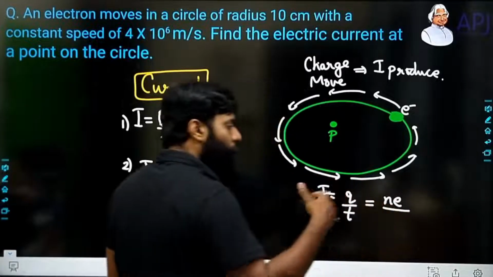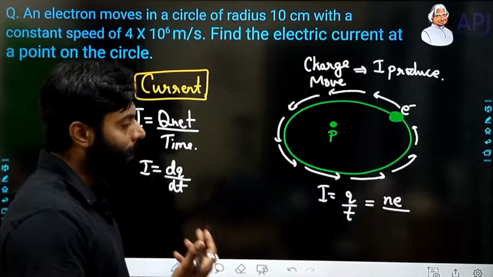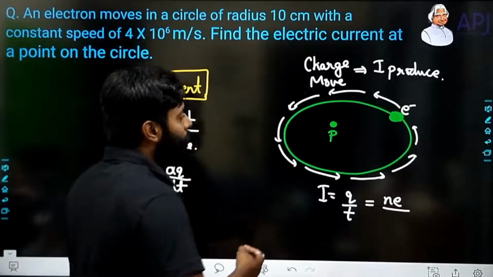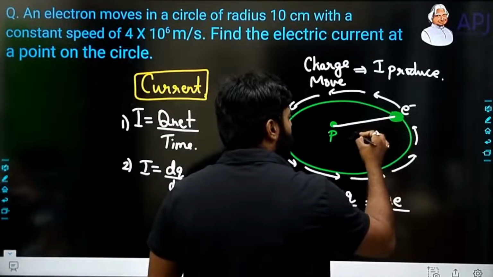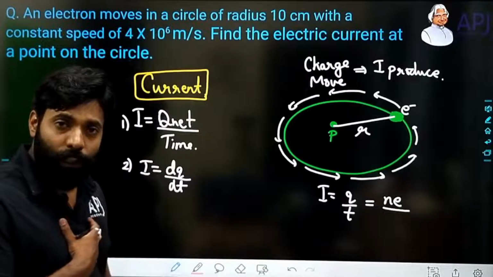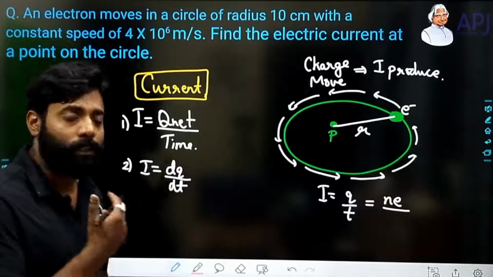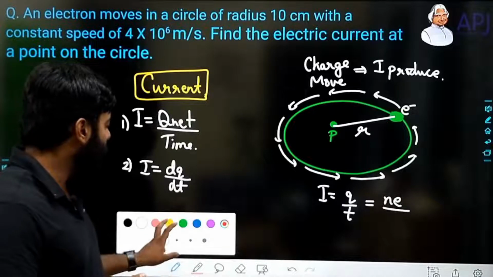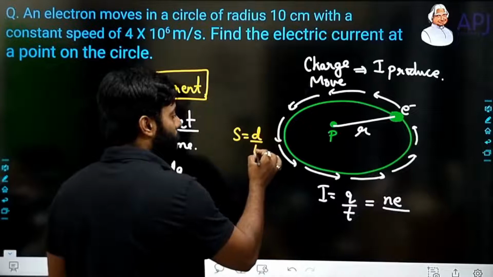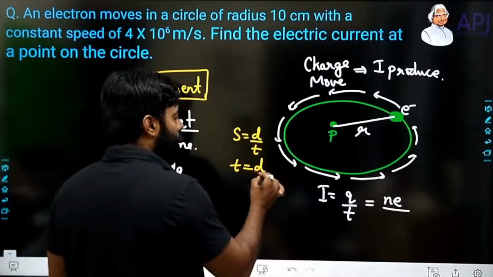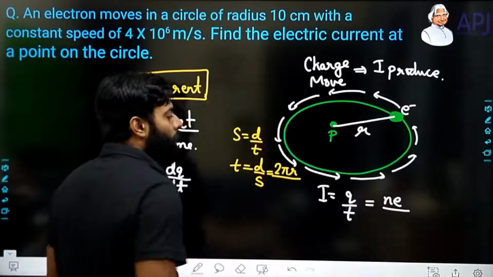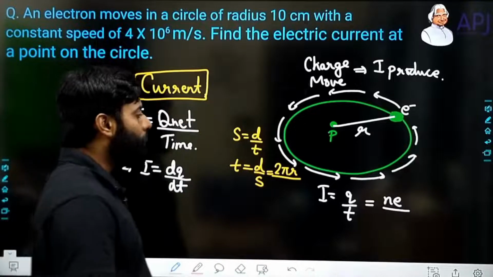N is the number of electrons, and E is the charge on the electron. Time: what will be the time here if I'm considering that it is a pure circle? This is the assumption which I am taking. If I am assuming that this is a pure circle, speed is equal to distance upon time, and time is equal to distance upon speed, and distance in this case I can take as 2 pi r divided by speed.